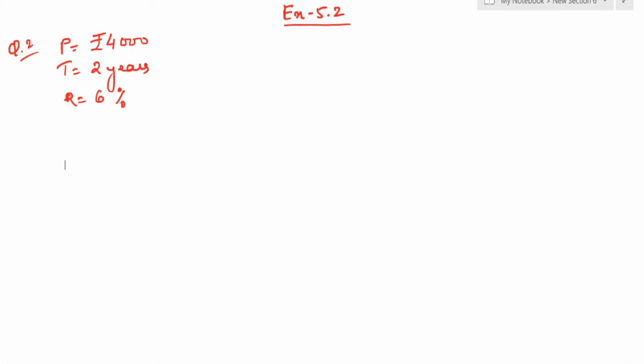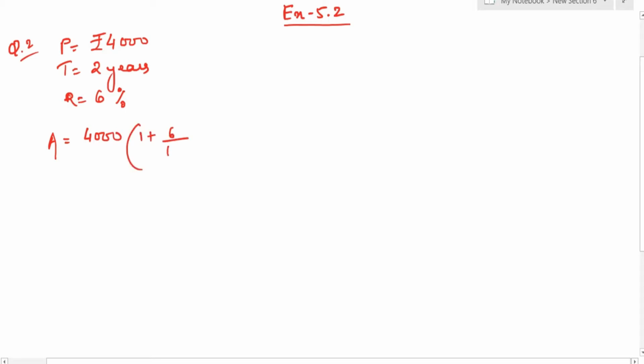Question number 2 is, principal is rupees 4000, time is 2 years and the rate is 6%. We need to find out the amount for the same. So again, you know the formula of amount. The formula of amount is principal into (1 plus rate by 100) whole to the power n. Now here it will become 2, 3 is 6, 2, 5 is 10, 2, 0 is 0. Then on further solving, we will have 4000 into 50 and 1. The LCM will be 50, 50 is 50 and 3, 1 is 3.